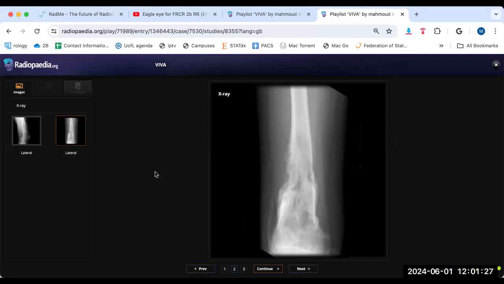The second set of 3 is MMM: morphology, matrix, and margin. The margin is a wide zone or narrow zone. The morphology is sclerotic or lytic or mixed, and the matrix, is it osteoid matrix, chondroid matrix, or ground glass matrix? And then the last 3 are related to the cortex. Is there any periosteal reaction? Is there cortical breach? Is there soft tissue extension?